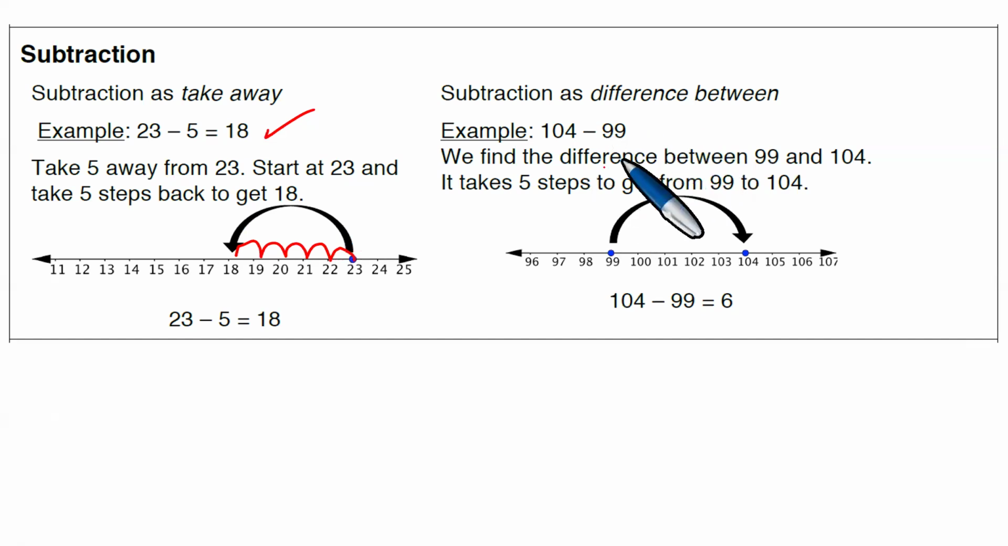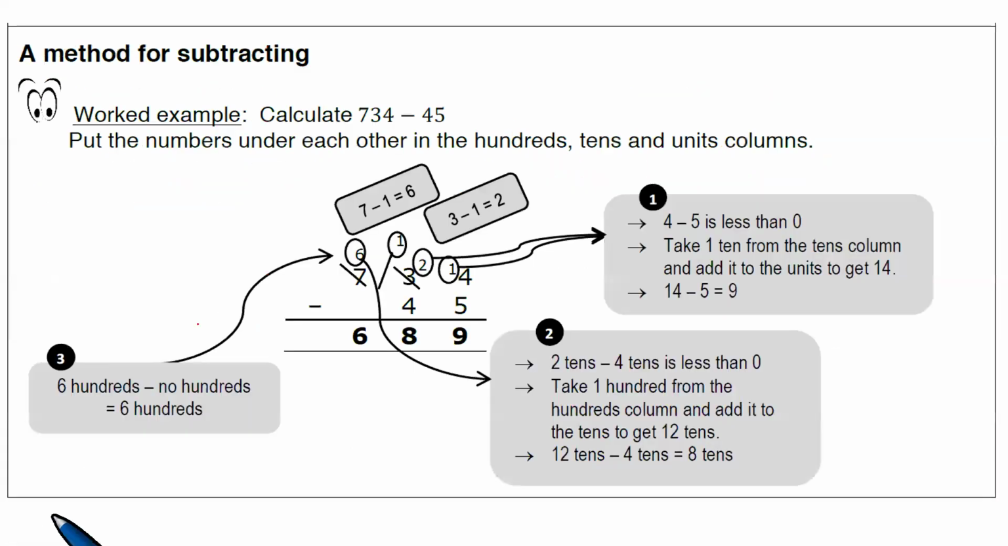Now subtraction is the difference between numbers. For example, 104 minus 99. We find the difference between 99 and 104. How many steps does it take to get from 99 to 104? In other words, the difference. So if you have 99, 1, 2, 3, 4, 5, it takes 5 steps, and we say that this number had to be 5 there. Okay, we're just having a recap on the method of subtraction.